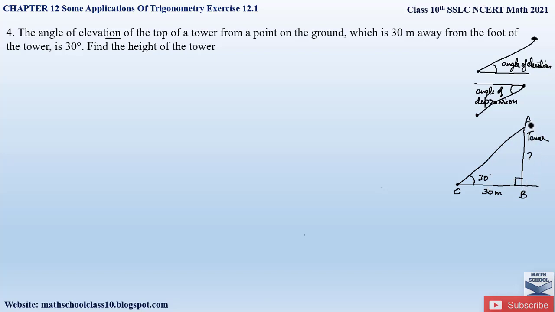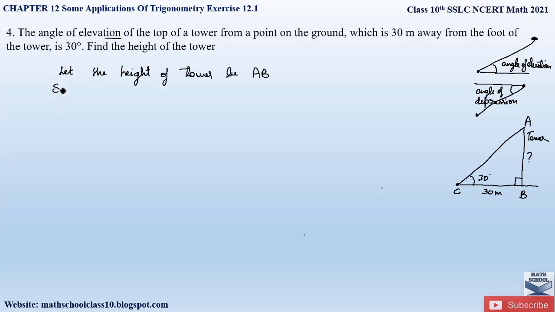So therefore you can observe that ABC forms a right angle triangle. Since this is a right angle triangle, here we can apply the trigonometric ratios to find the side AB or height of the tower given one angle and another side of this triangle ABC. So let us write down, let the height of the tower be AB.